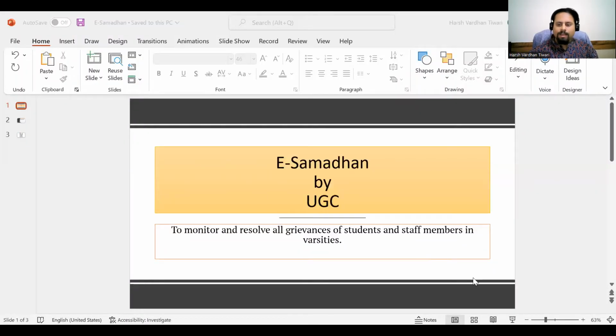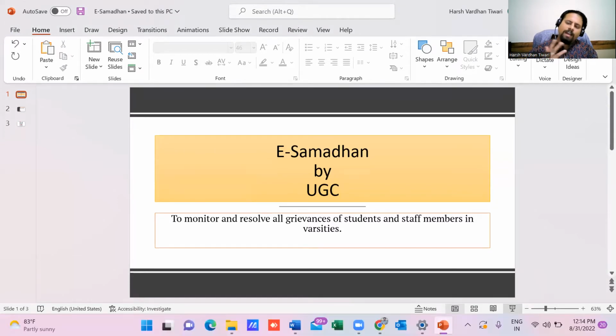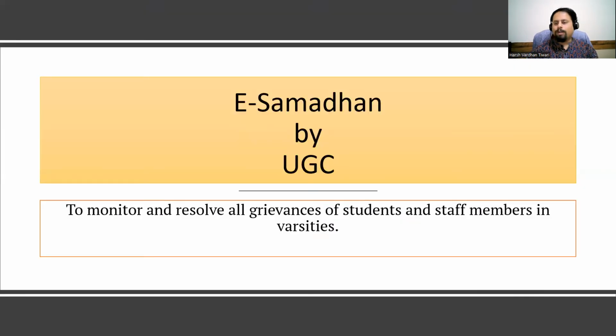Now let's look into what this E-Samadhan portal is and what kind of issues or grievances a student or a staff of a varsity can share. Now, if we look into the rationale behind having an E-Samadhan portal by UGC, the reason was to have a single window system to monitor and resolve all grievances of students and staff members.